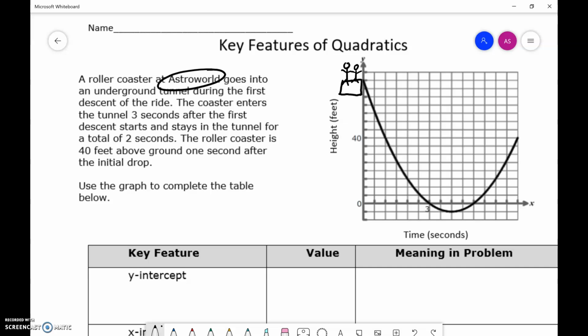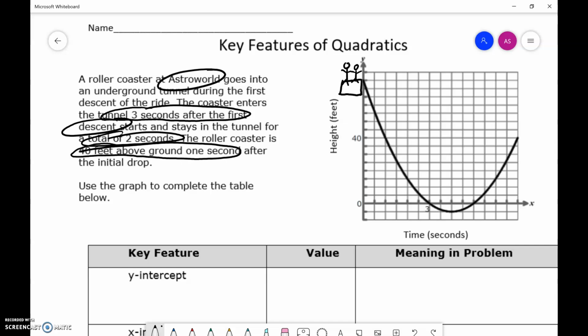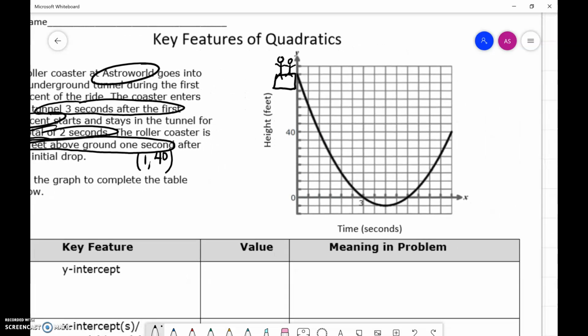So it says we're going to be entering a tunnel 3 seconds after the first descent. That means that it's going down, and it's going to stay in this tunnel for 2 seconds. And I also know that it's going to be 40 feet above the ground at 1 second. So I can go ahead and even write that as a coordinate point.